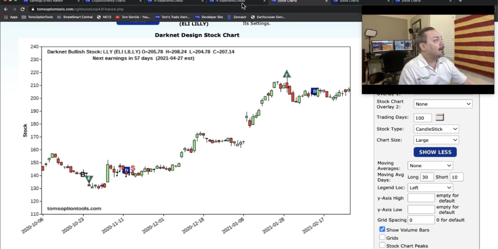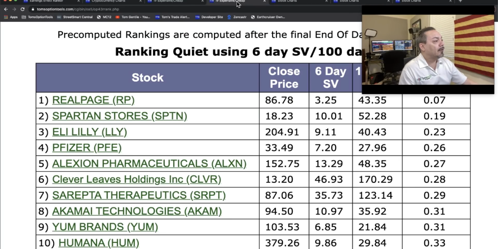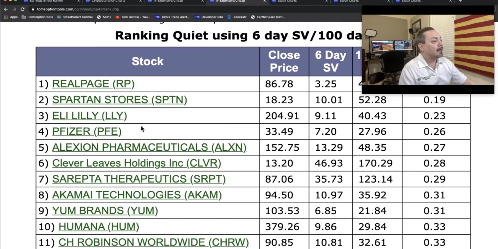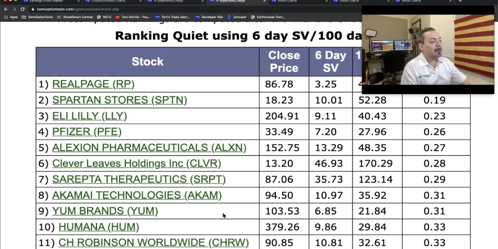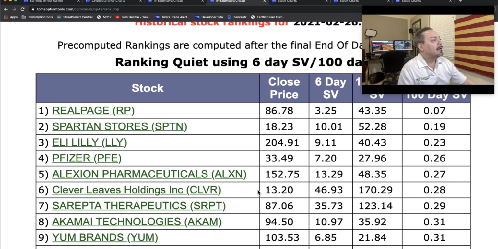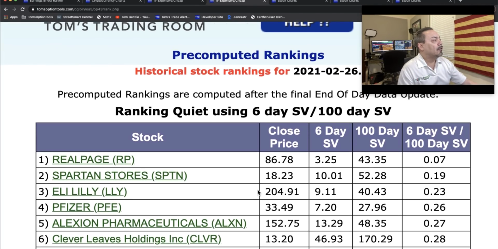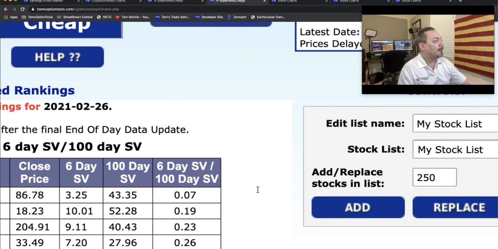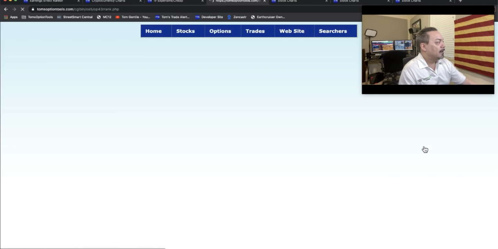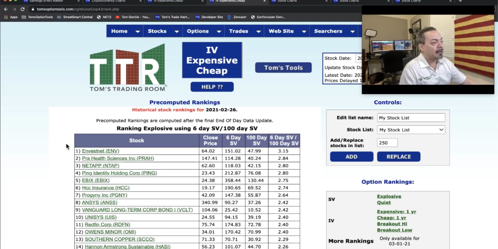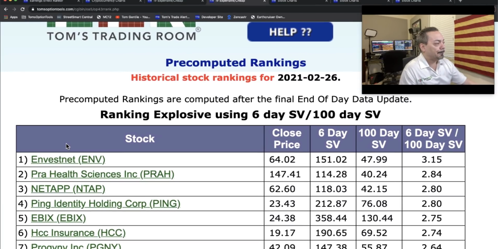So once again, other quiet stocks on this list include Spartan, Eli Lilly, which we just looked at, Pfizer, Alexion Pharmaceuticals, Cleverleaf Holdings, Sarepta Therapeutics, Akamai Technologies, Yum Brands, Havana. There's C.H. Robinson, number 11. That is our quiet list. To look at the next list, which is the explosives, I'm going to click on explosive. These are the two lists we have in SV, Statistical Volatility.